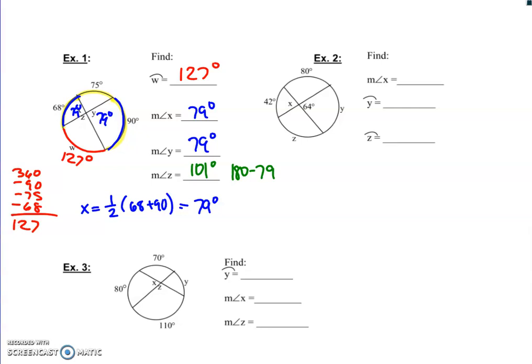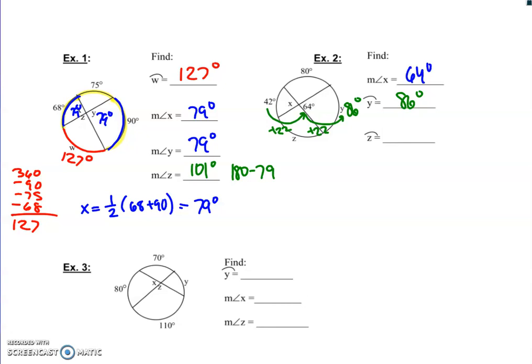All right, example 2. One thing I noticed right here, x is going to be 64 degrees. I noticed that right away because it's a vertical angle with the 64-degree angle. And then I need to apply this pattern, 42 to 64 to y. So 42 plus 22 is 64. And 64 plus 22 is going to be 86. And that's your y. So this arc here is 86.